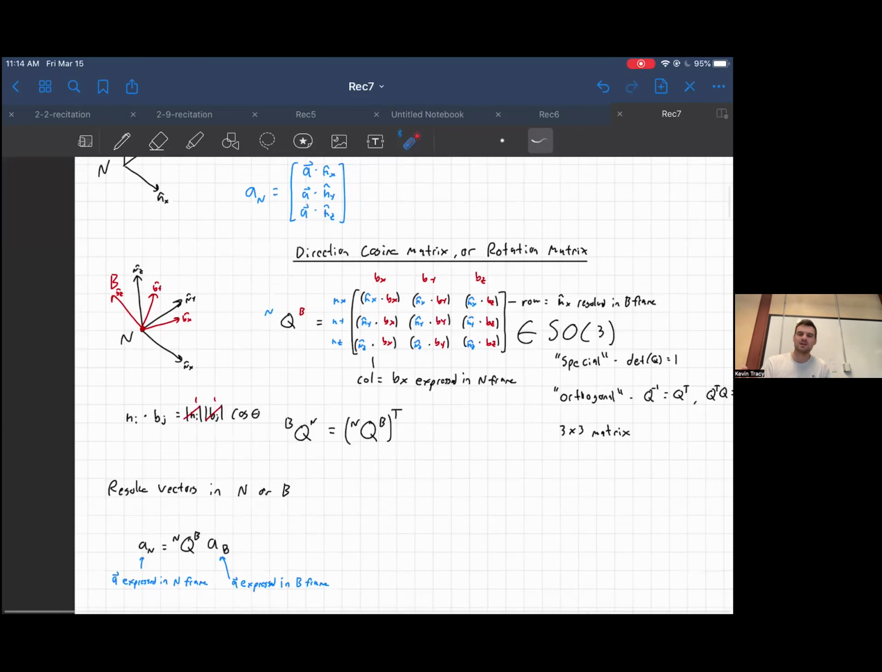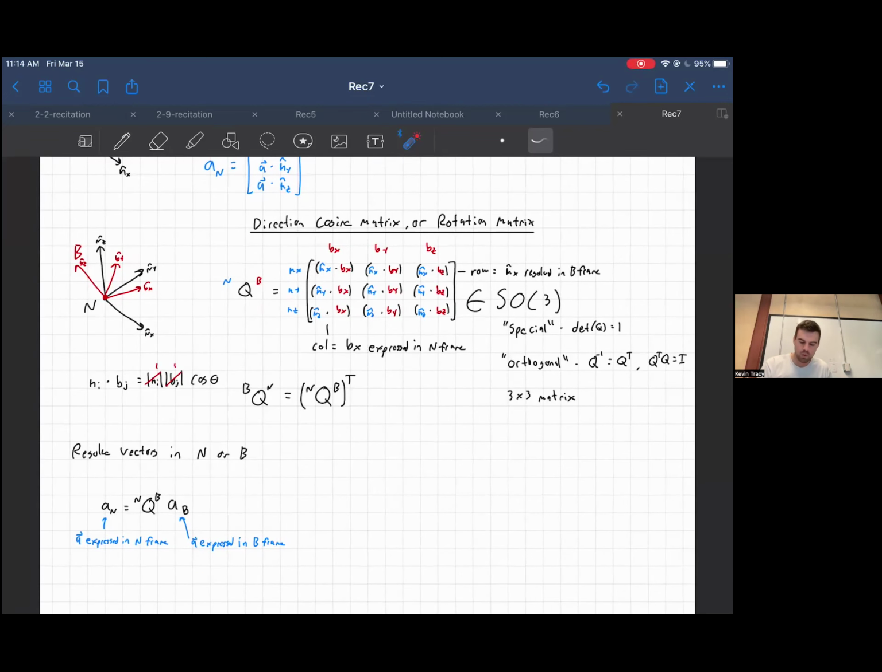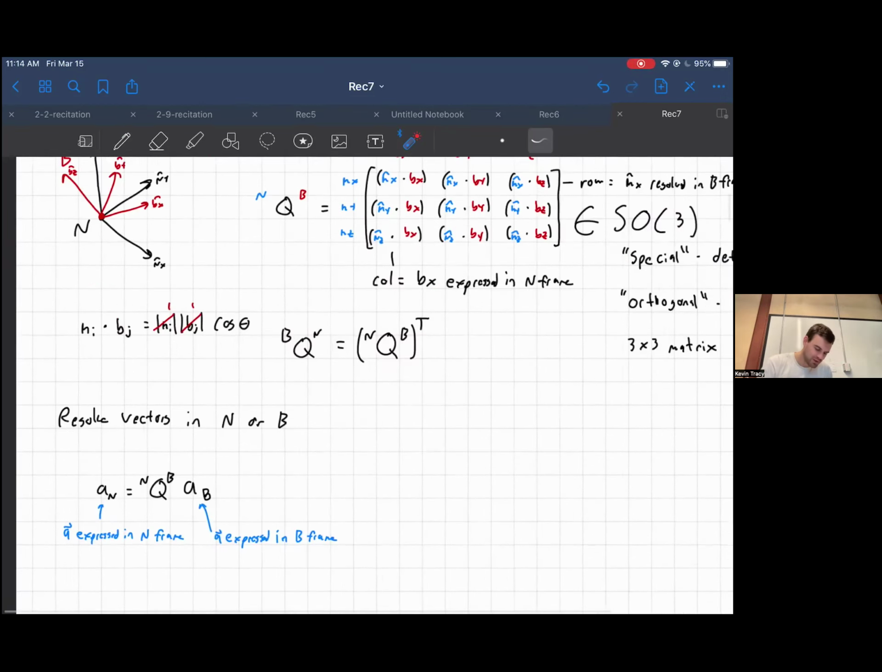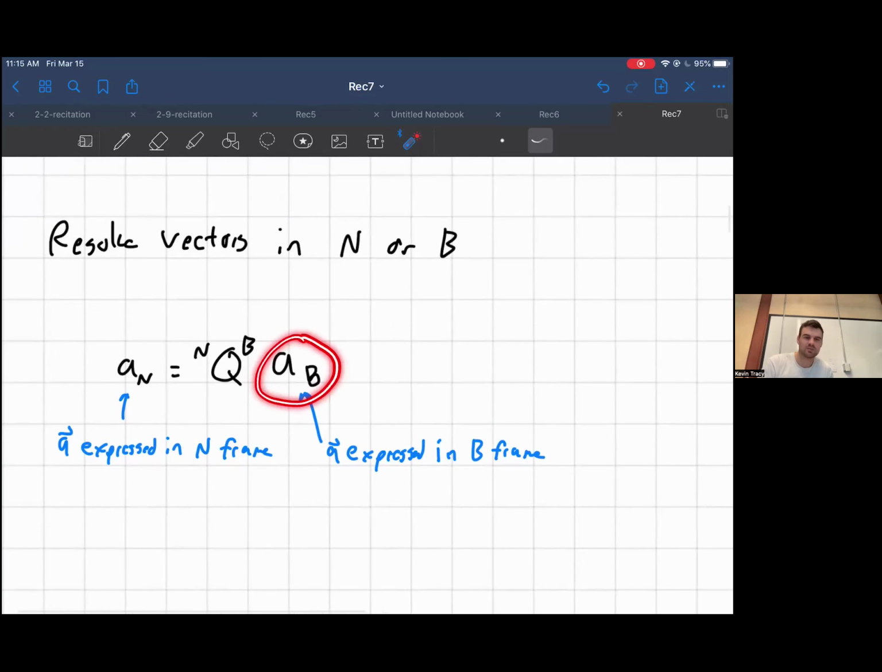And then we also said that these matrices are special. Quite literally in the name, they're special. SO3, so it has a nice determinant equal to 1, always positive 1. It's orthogonal, so the inverse is just the transpose of it, which makes sense given the way that we actually constructed this thing. And 3 because it's a 3 by 3 matrix. And the way we use this is that we'll take some vector A as it's expressed in the B frame, and we multiply it by this, and then we get this as expressed in the N frame.